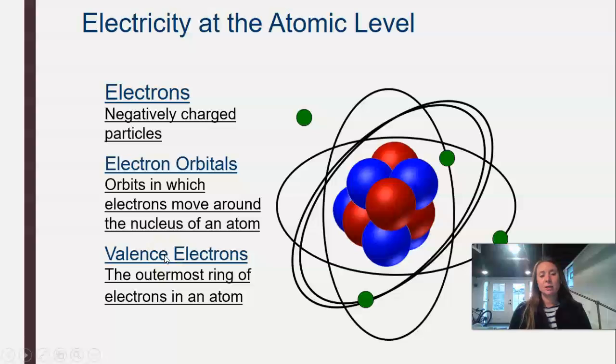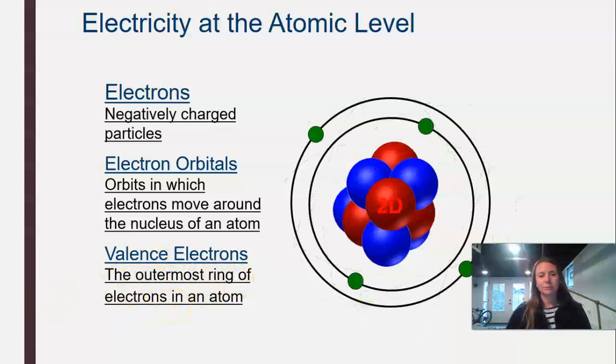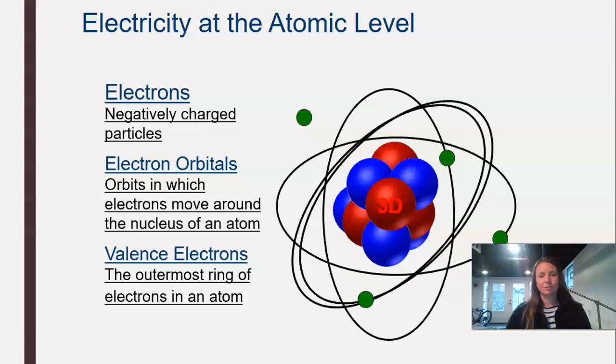So valence electrons are the ones that we're going to be mostly talking about, because they're the electrons on the outermost shell that are creating or exchanging energy for things to happen. So valence electrons are the outermost ring of electrons in an atom. I'm going to give you this example.